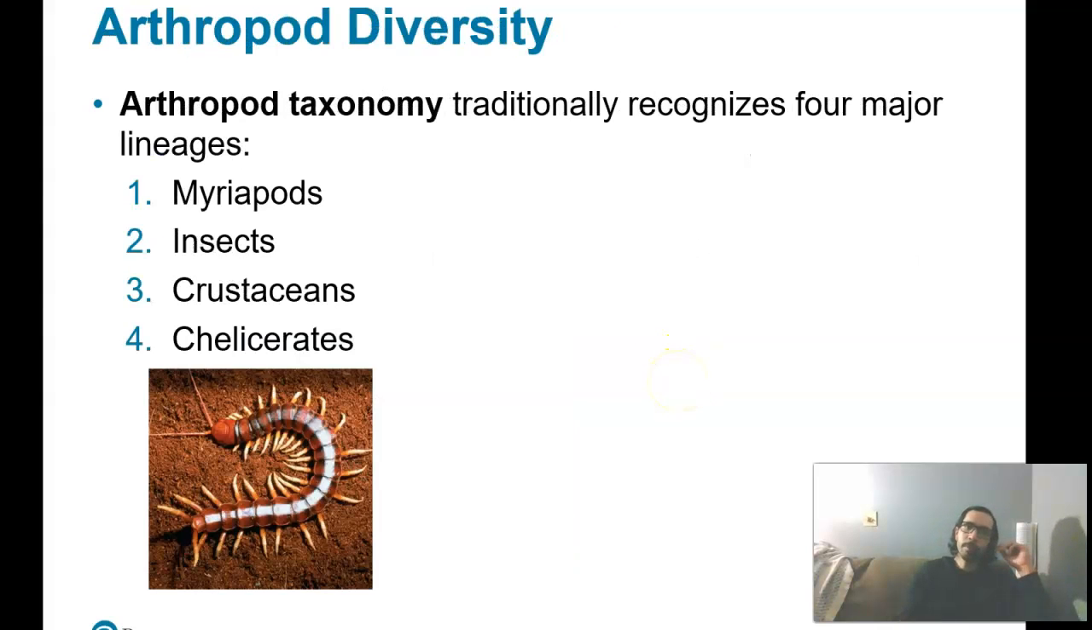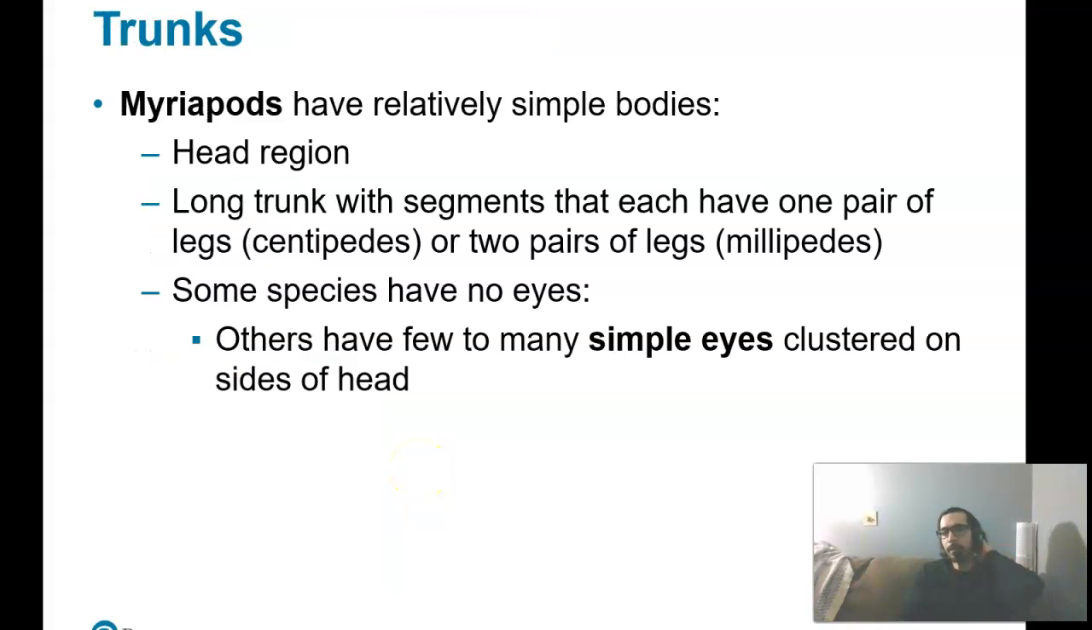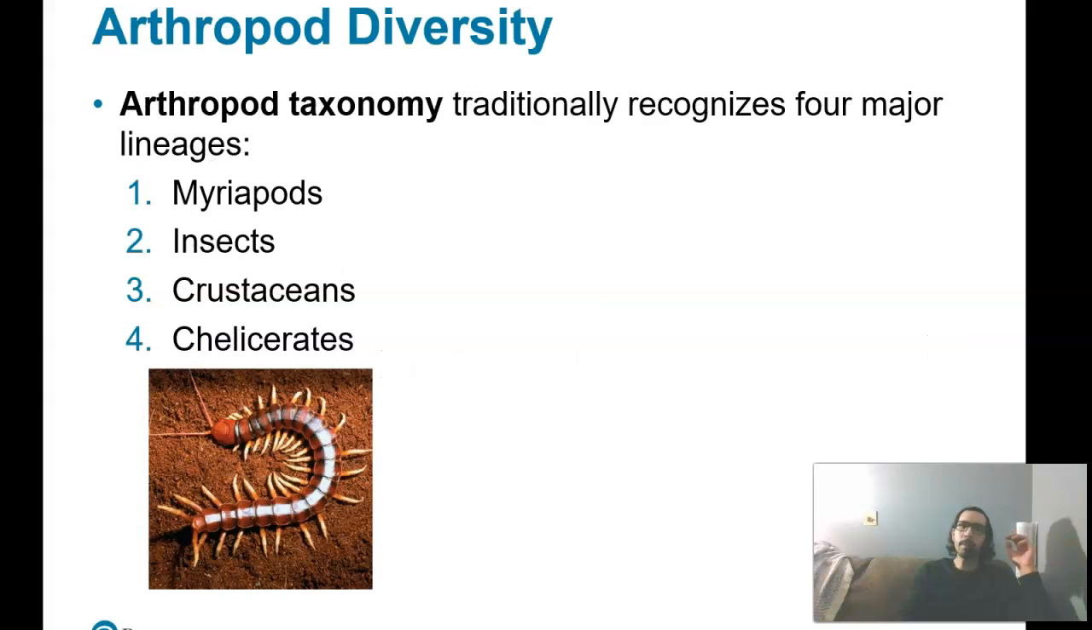Okay, so now going into arthropod taxonomy. There are four major lineages. There's the myriapods, insects, crustaceans, and the chelicerates. The myriapods have relatively simple bodies. They have the head region and a long trunk region, with either one pair or two pairs of legs per segment. So the head region is just this portion, and everything else would be the trunk of the animal.